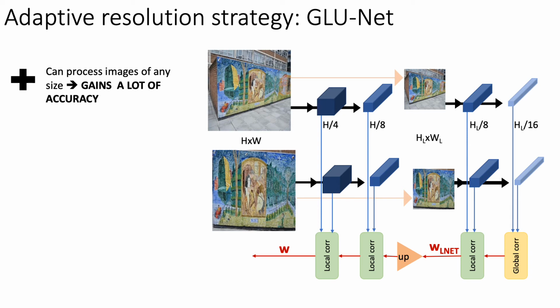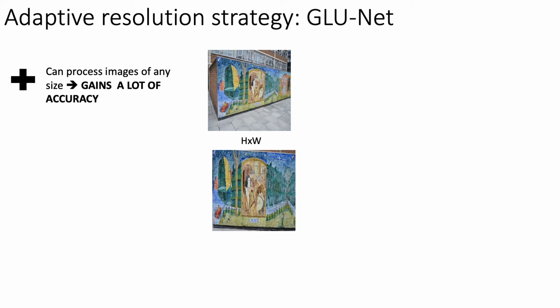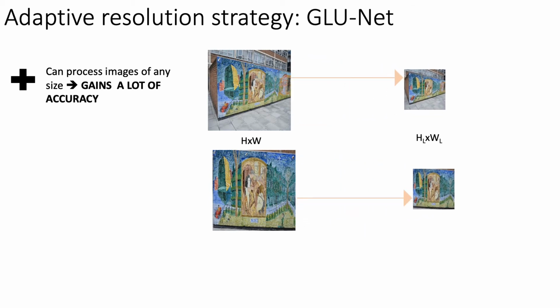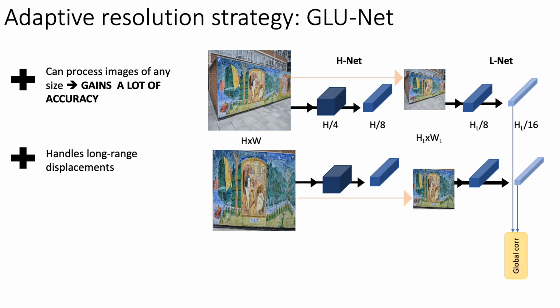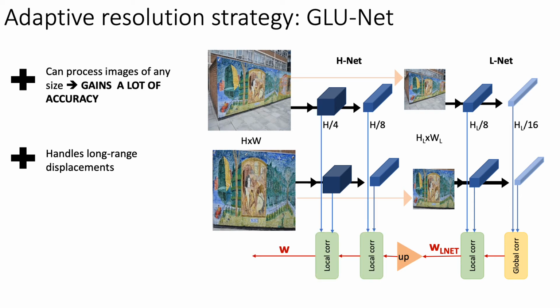The way it works is the original source and target images are first downsampled to this fixed size HL×WL. Feature pyramids are then extracted from both sets of images. Within the L-Net, there is first a global correlation to handle large motions, followed by a local correlation. The estimated flow is then upsampled to H×W and passed through two local correlations. These refinements on original image resolution make the flow estimation very accurate.